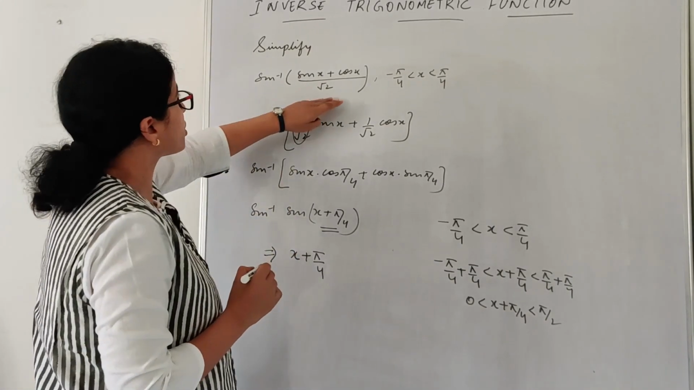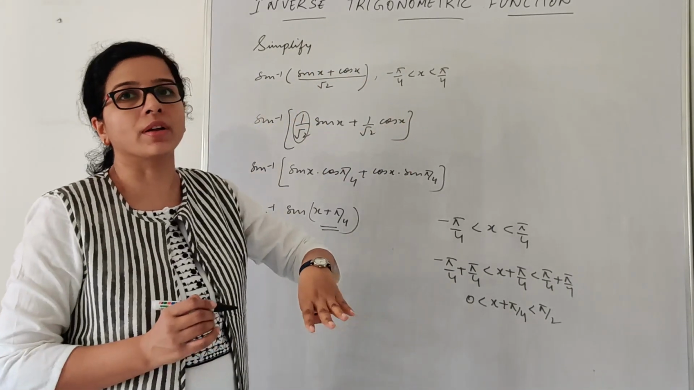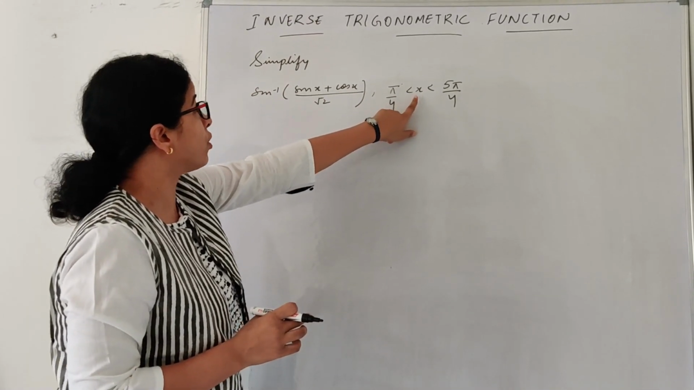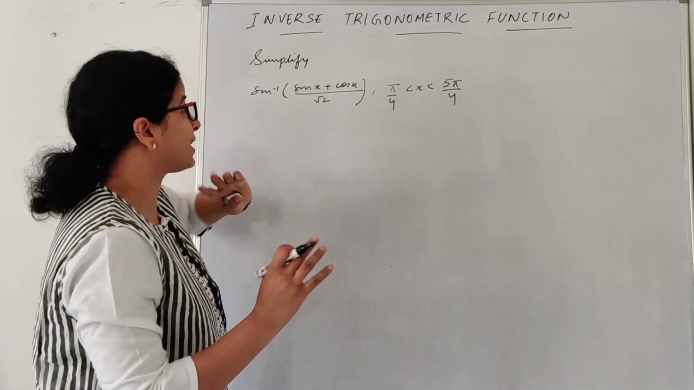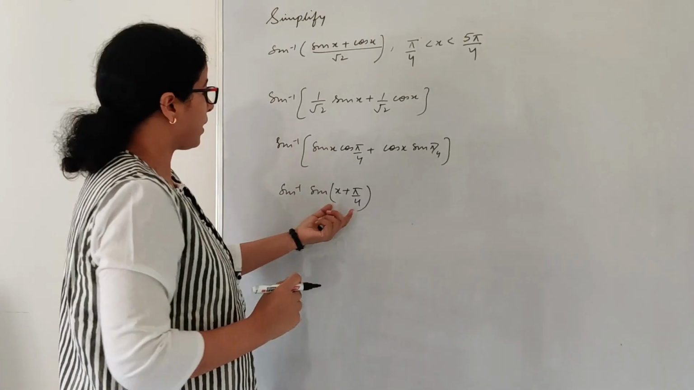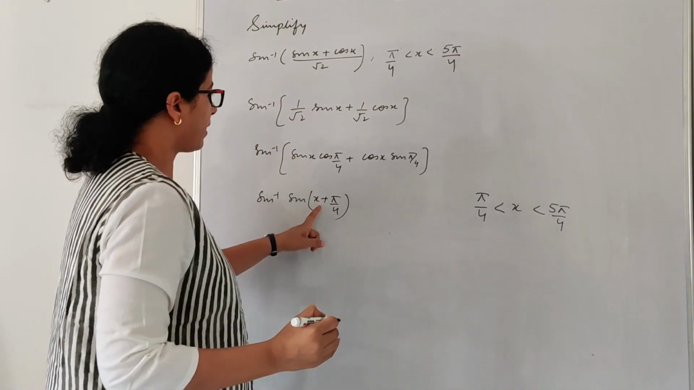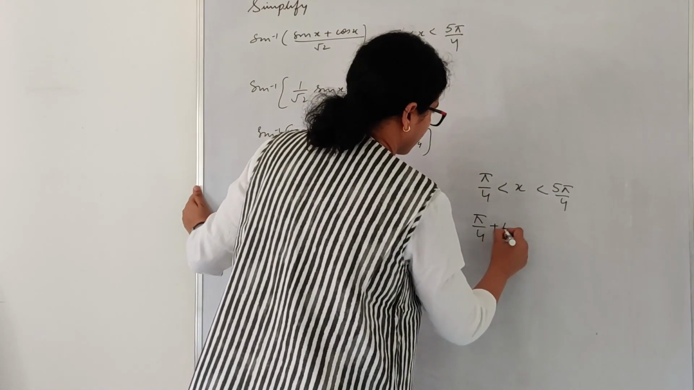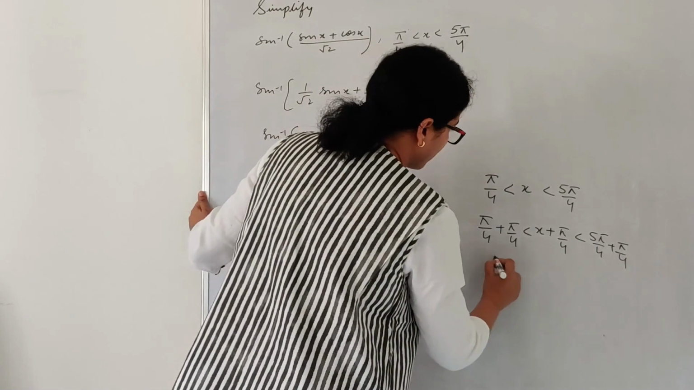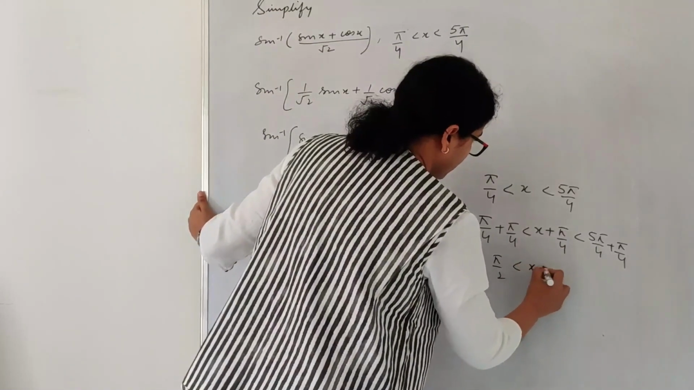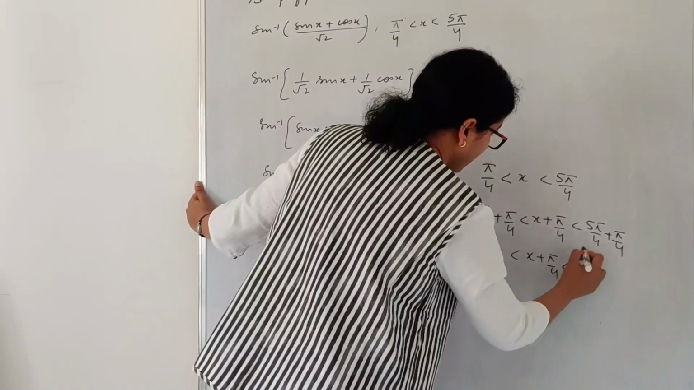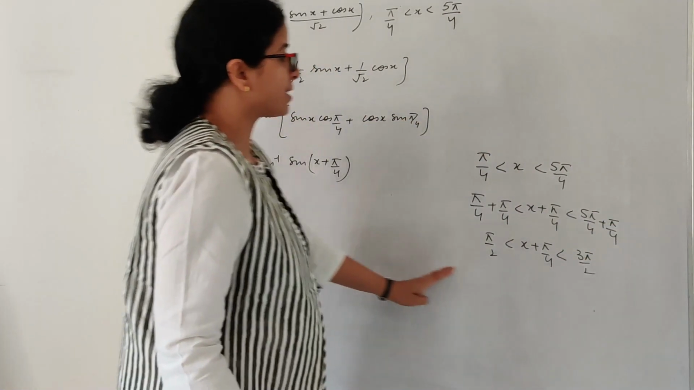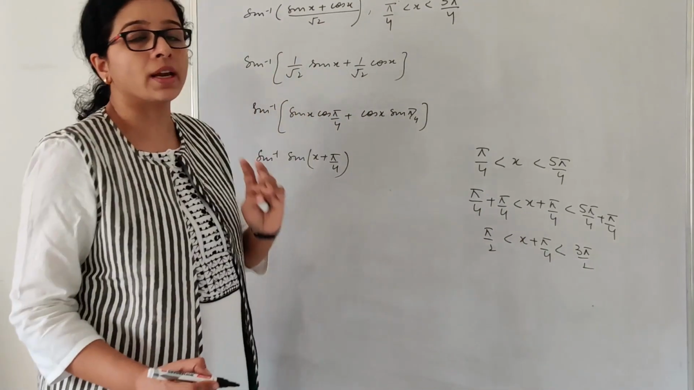Now if the same question is given for a different interval, exactly the same way, only the range of my angle has been changed. So let us check. I have x plus pi by 4, add pi by 4 throughout. So what I am getting is pi by 2 on one side, and here I am getting 3 pi by 2, right? Now this does not lie in my range of sine inverse.